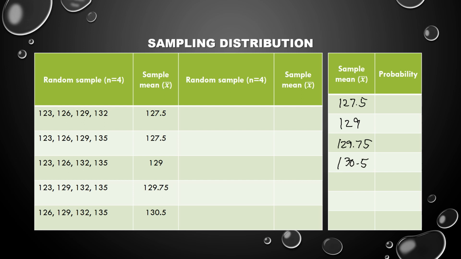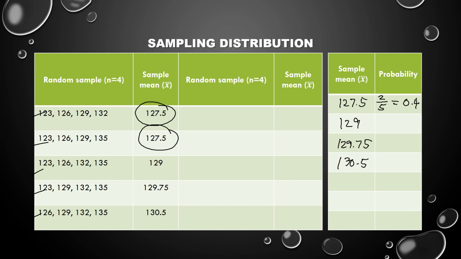And the next one we have is 130.5. Now, in getting the probability, you are just simply counting how many are with the sample mean equal to 127.5 on your previous table. So we count. This is 1. This is 2. So that means there are two 127.5 in there. So that's 2 out of 5 combinations. So we have 5 combinations there. So 2 out of 5, this is equal to 0.4.